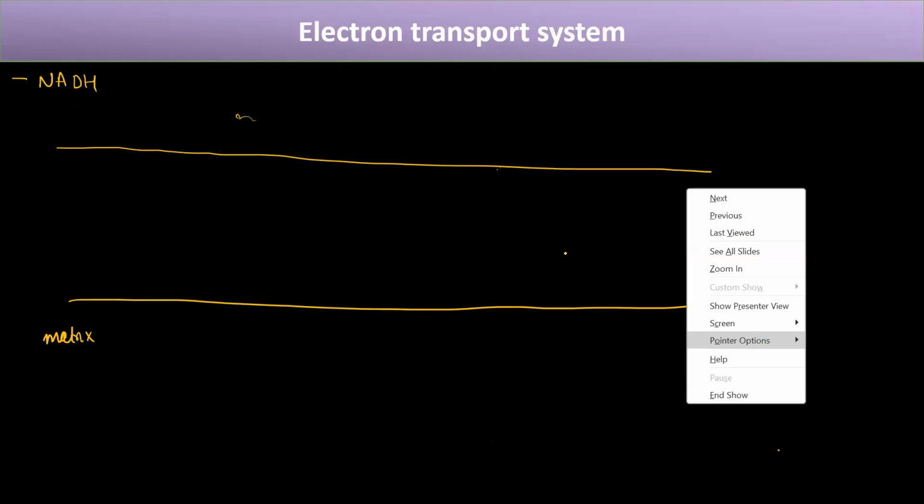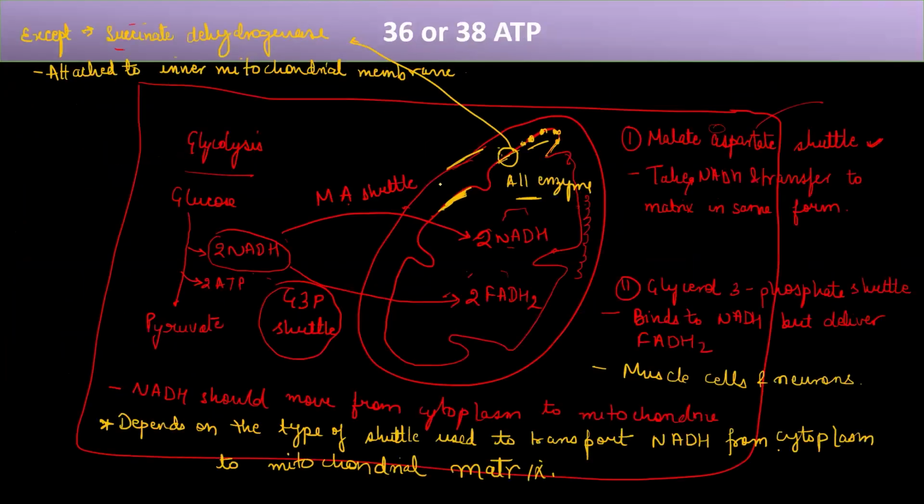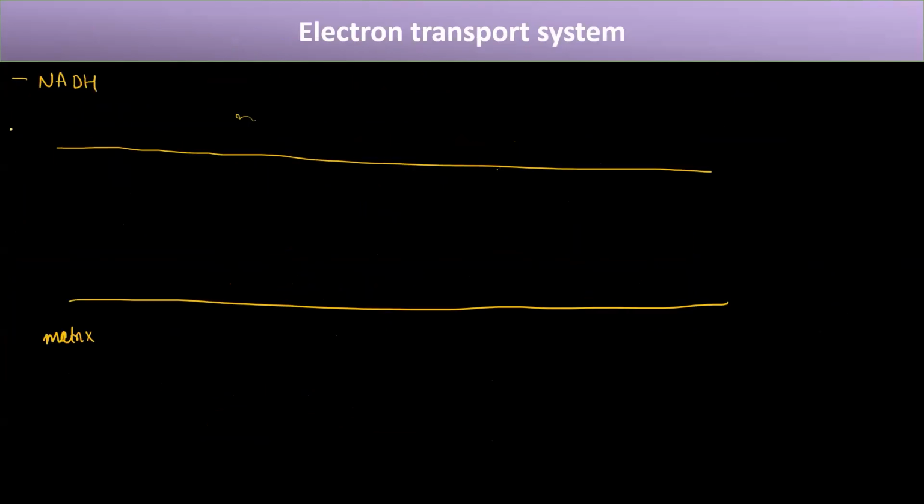So now we have understood which space I'm talking about. This space is basically this much. This intermembrane space is this one. So this is your inner membrane, and this is the periplasmic space, or intermembranous space.